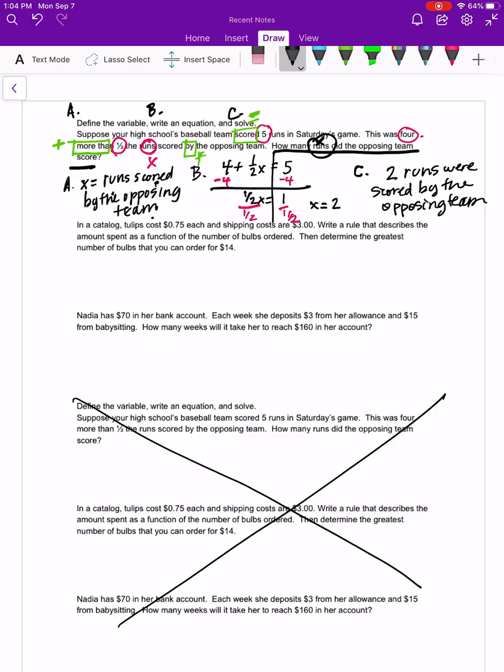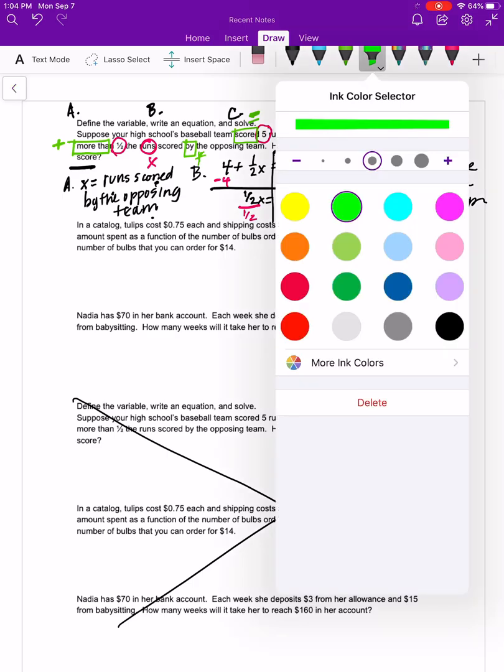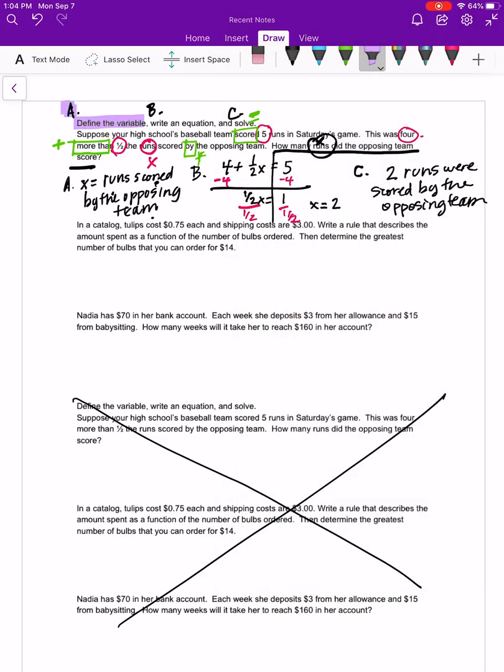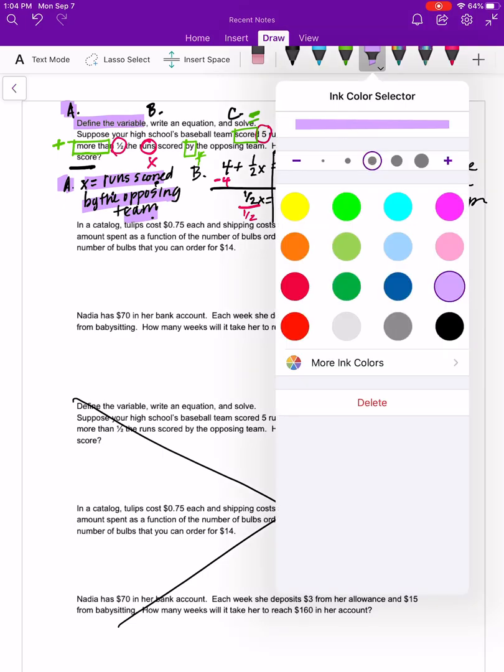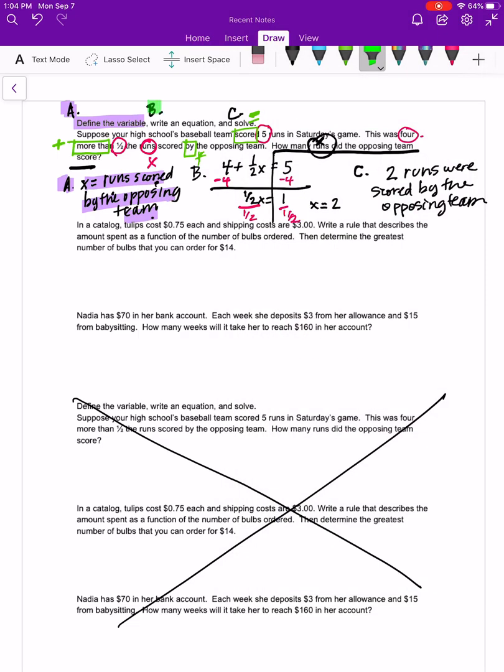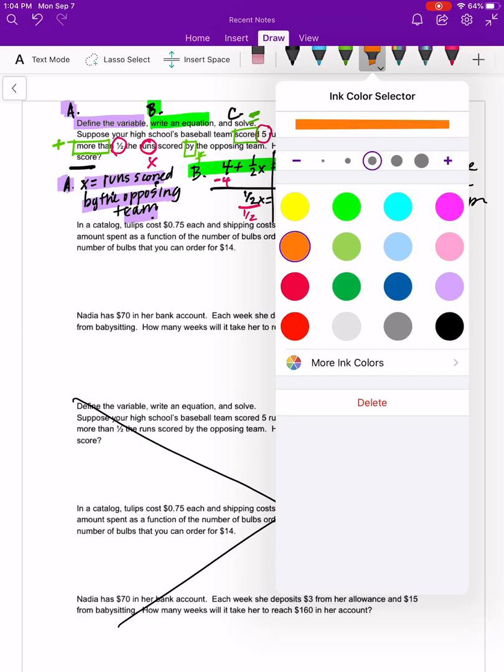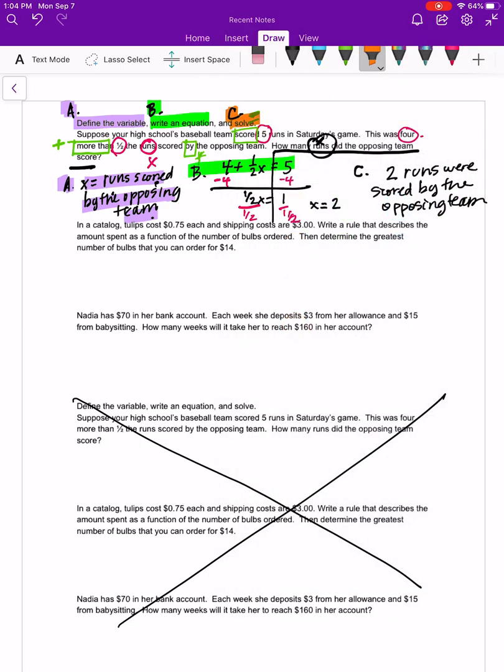First part, define the variable. So let's see, what do I have for colors? Maybe I'll make this a kind of a light purple. So define your variables, and that's what I was doing here. This is defining my variables. B, we had to write an equation. So maybe I'll make that green. So B is write an equation, and here's my equation being written. And the last part is C, which is solve. We'll do that in orange, and C is solve, and that's what I'm doing here, actually attaching a label to what it represents. So 3 parts.